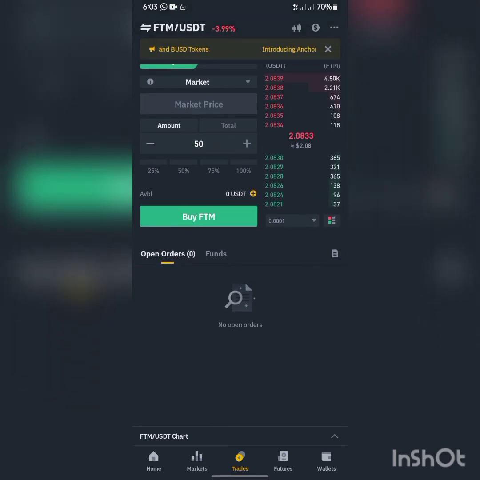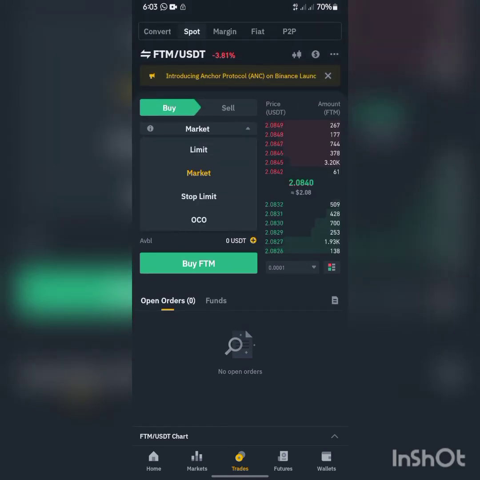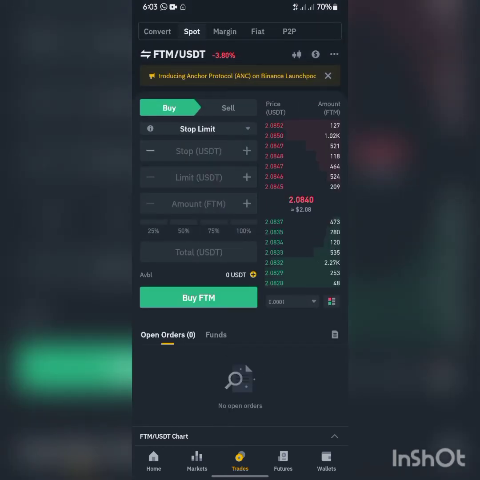It will wait for you to get to that price in which you input before your order will be executed. So that's how it works. Alright, now the next one is stop limit. Alright, as you can see here now, this is how stop limit works.